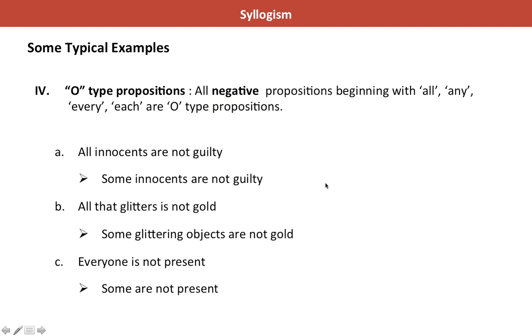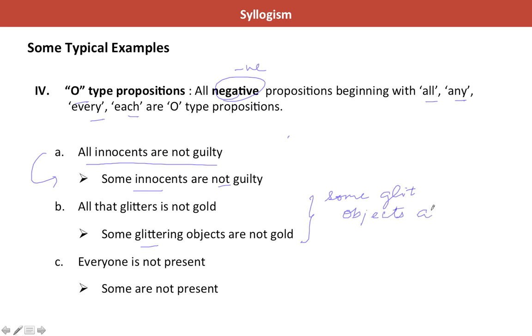Let's move on to the fourth type, the O-type propositions. All negative propositions beginning with all, any, every, and each are O-type propositions. For example, all innocents are not guilty. What is the conclusion that I can draw? Some innocents are not guilty. All that glitters is not gold. It means that some glittering objects are not gold. Now mind you, if you are thinking, can you draw a conclusion like some glittering objects are gold, this question might be coming to your mind.